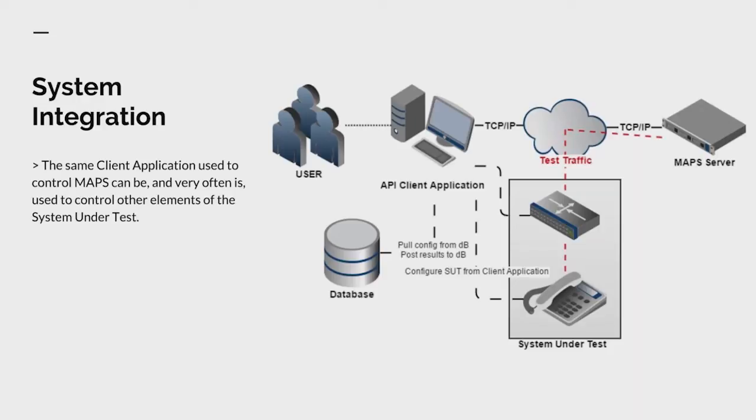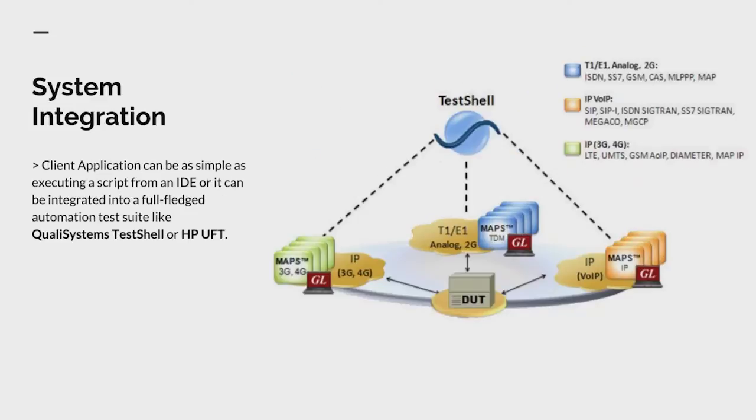An additional advantage of the API is that the API language, be it Python or Java, can be used to control other elements of the system under test beyond just MAPS. It can control switches and routers. It can access databases to get configurations from the database, post results to a database. Anything your chosen API language will allow, at least, can be baked into the same script you're using to control your MAPS server, and give you further control of your system under test.